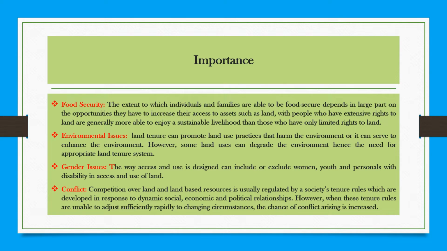Land tenure system is also important because of environmental issues. We know, for instance, if we do not use land appropriately or embrace certain practices around land, then some of them could be harmful to the environment. That is why we have laws that regulate how land is used.